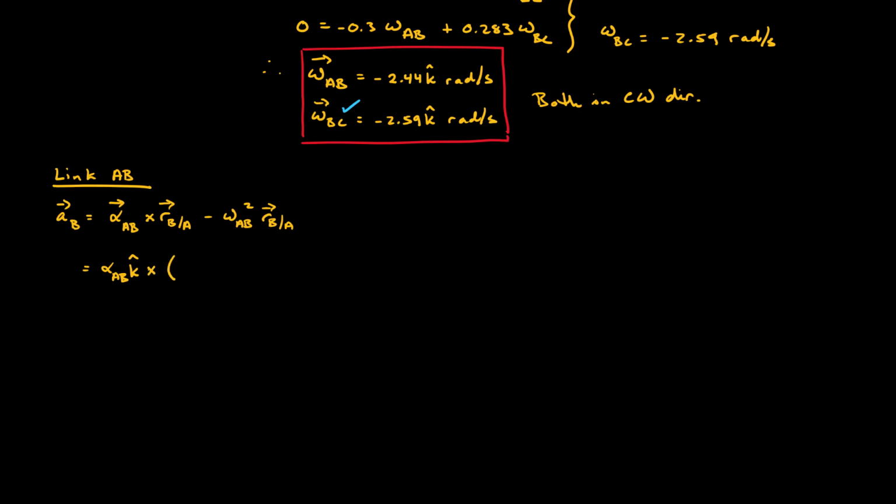And r of B with respect to A means that we're going from A to B, that is the position vector, so that's negative 0.3 in the i direction, plus 0.52 in the j direction. Minus omega AB squared. We know what omega AB is from the previous step, but let's just leave it as a variable for now. And again, we have negative 0.3i plus 0.52j.